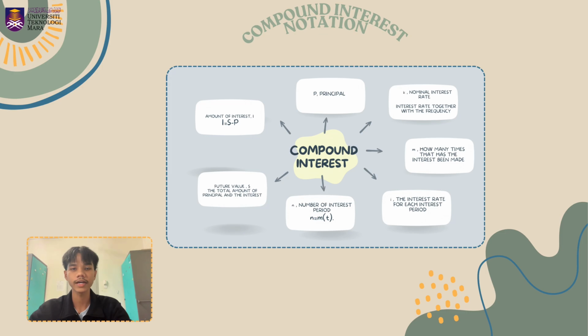Next, we have future value, S. The formula to find future value is S is equal to P times (1 plus i) to the power of n. The last one, we have the amount of interest, which is capital I. To find the amount of interest, the formula is I is equal to S minus P.